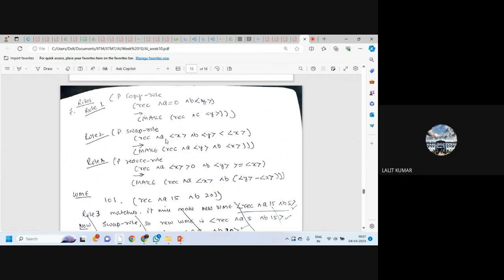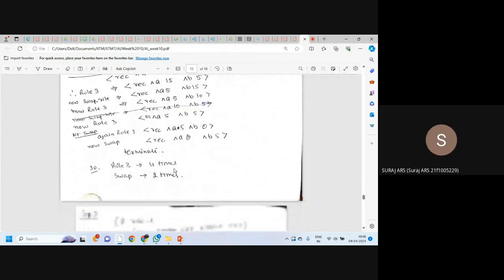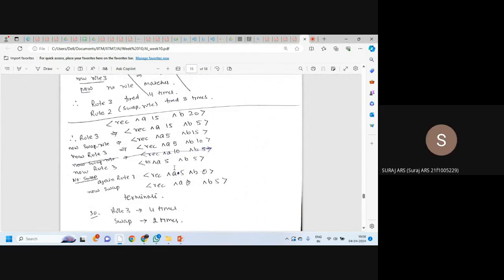And then it will become 0, 5. Correct. So he has asked how many times rule 3 has been fired and how many times the swap rule has been fired. The reduce rule has been fired 4 times, and the swap rule 2 times. Yes, 2 times. Okay, so we can see it is a very good example of how you say that it is fired.